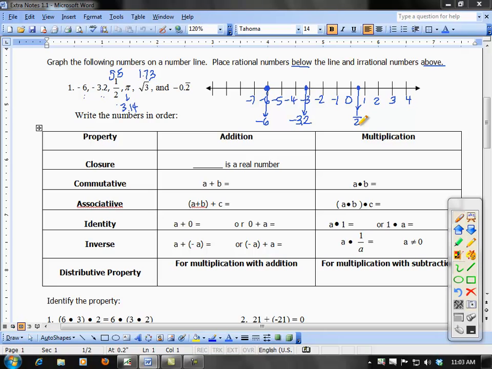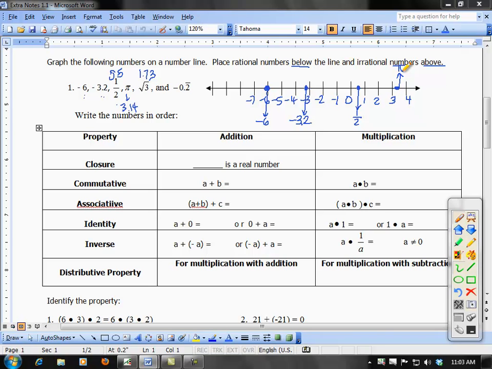Pi is 3.14. So positive 3 and another point in between 0.1 and 0.2 is here. Because pi is a decimal that does not end and does not repeat, it's considered irrational. Now, when I go to put this on a number line, I want to go back to my original pi and don't use your decimal version.